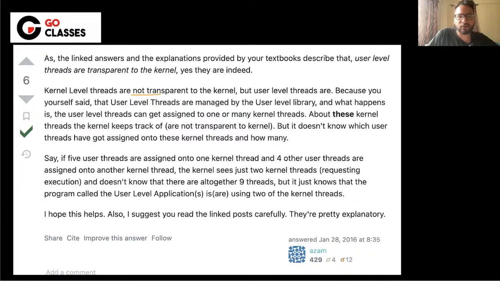because user level threads are managed by the user level library, and user level threads can get assigned to one or many kernel level threads. The kernel keeps track of the kernel level threads, which are not transparent to the kernel, but it does not know which user level threads have been assigned to them, and how many. Say 5 user threads are assigned to one kernel thread and 4 user threads are assigned to another kernel thread.